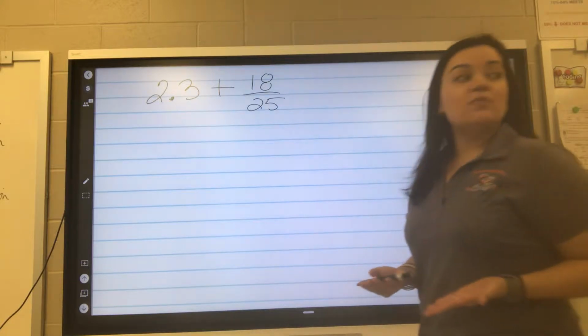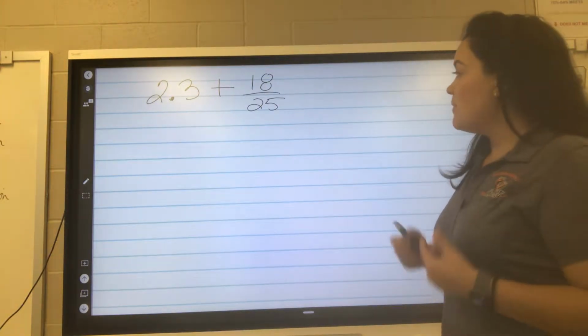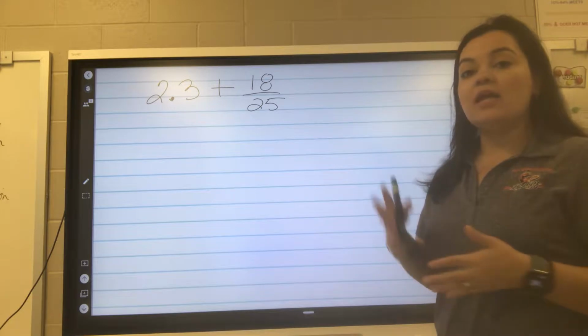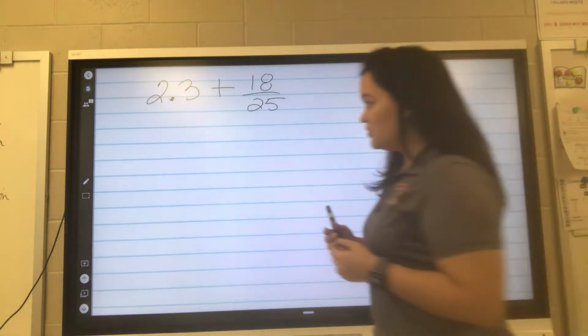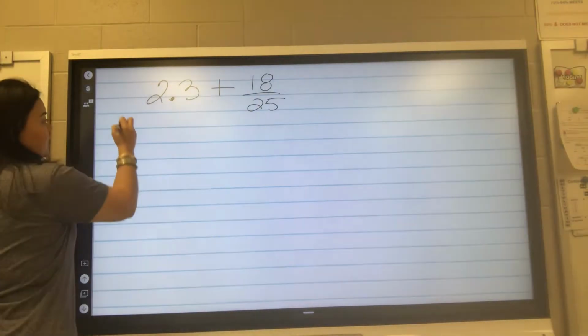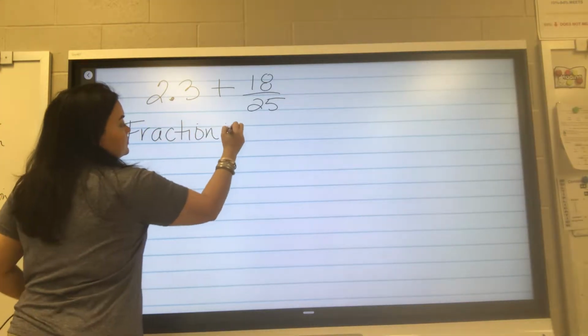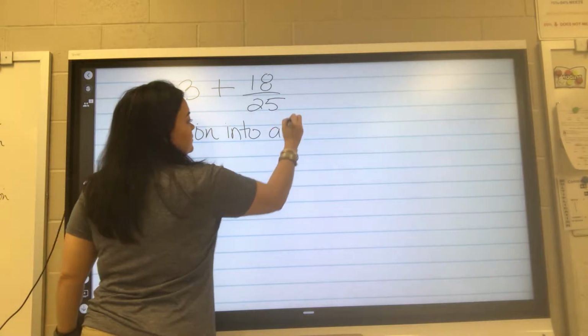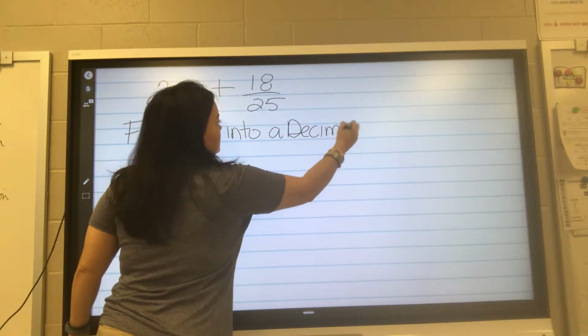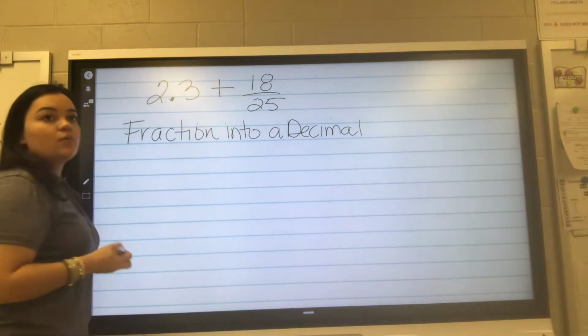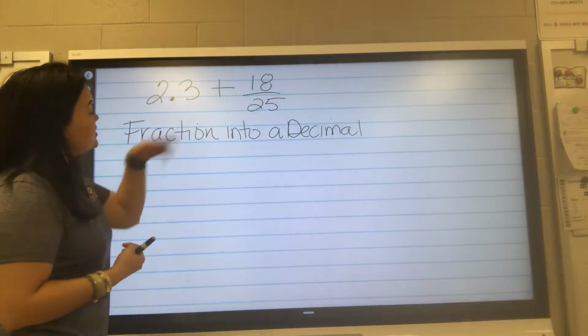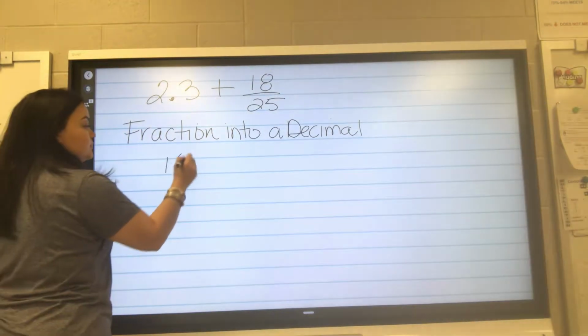So for today's lesson, we are doing rational numbers. At this point, we're going to go ahead and do a fraction into a decimal. Okay, so again, a fraction. Okay, so we're going to go ahead and pull our fraction, which is 18/25.